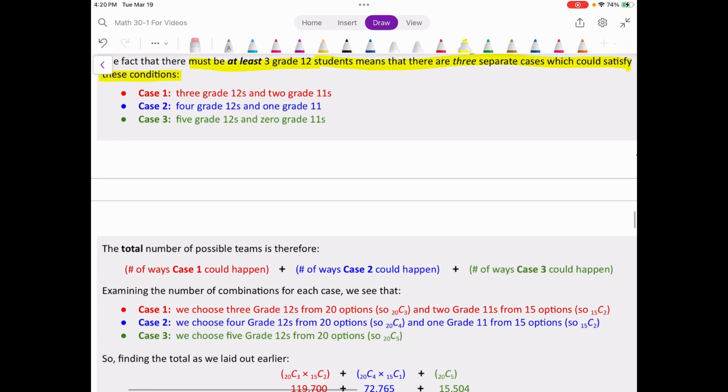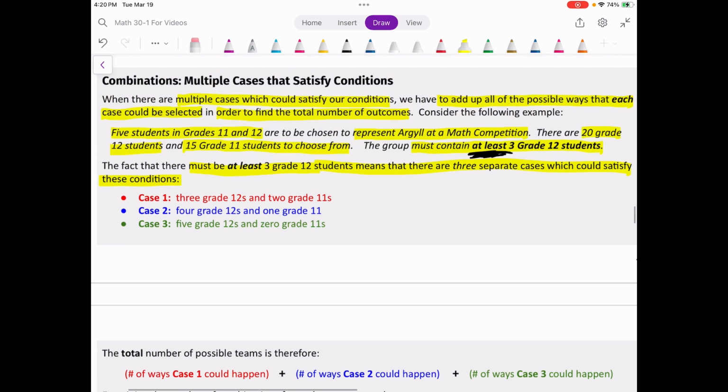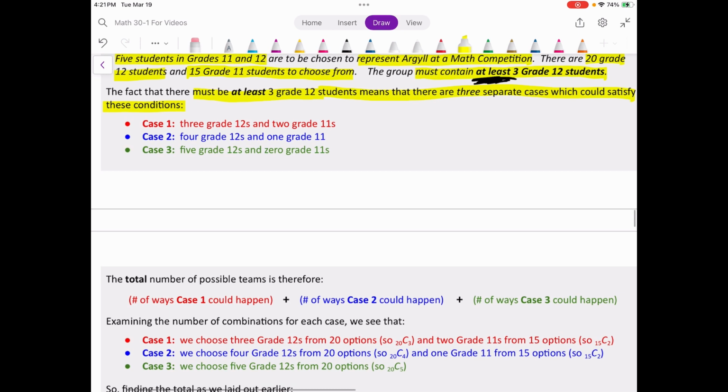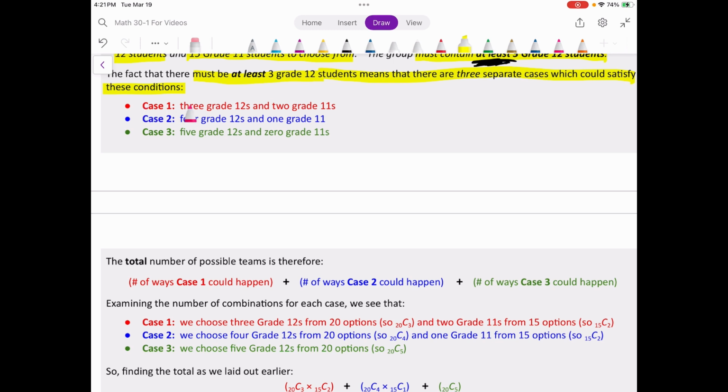And so what's the total number of possible teams? Well, we know how to calculate this, right? How many ways are there to get 3 grade 12s and 2 grade 11s? How many different teams would meet those conditions? Well, there's 20 grade 12s, so 20 choose 3, and then 15 grade 11s, so 15 choose 2, and then multiply those together like we've been doing on those other examples, right? To figure out the total number of ways. We also know how to figure out this with a similar logic, different numbers obviously, but same logic, and we know how to figure out this, right? So we can figure out the number of ways that this team could be put together, or that this team could be put together, or that this team could be put together.